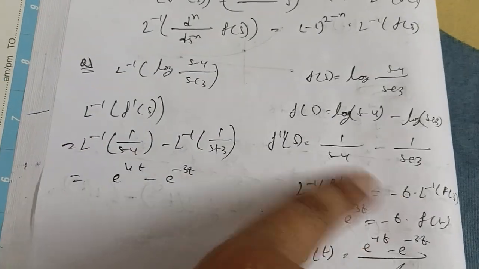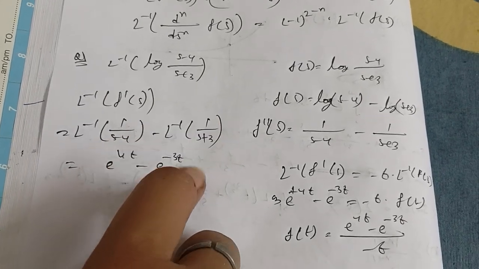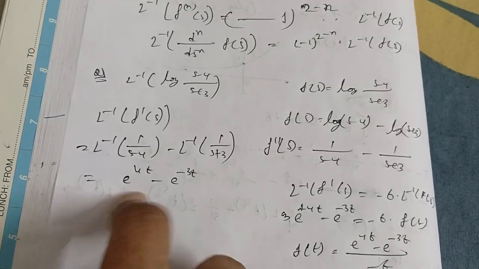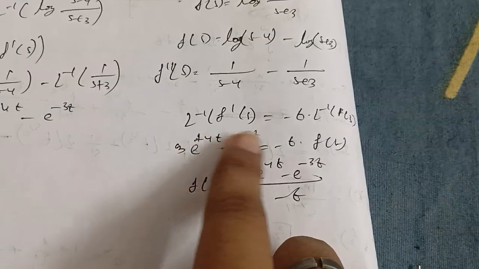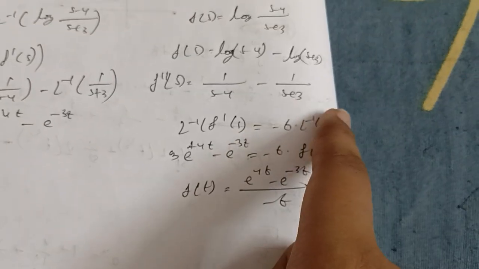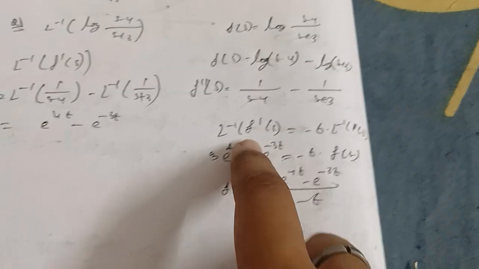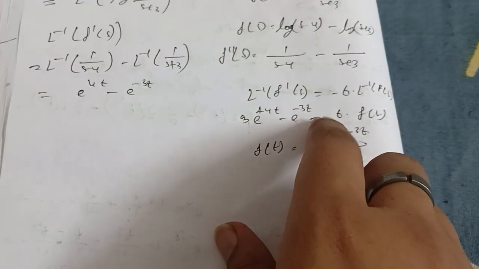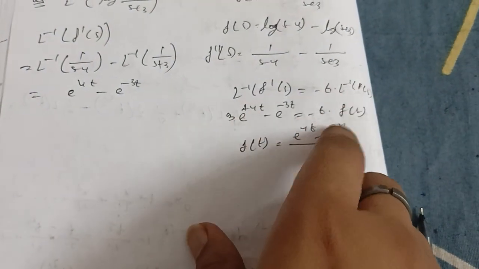Laplace inverse of F dash s, or Laplace inverse of 1 by (s minus 4) minus Laplace inverse of 1 by (s plus 3), is e power 4t for the first and e power minus 3t for the second. And we know Laplace inverse of F dash s is equal to minus t, Laplace inverse of F(s), and this is f(t). So we got e power 4t minus e power minus 3t is equal to minus t dot f(t), or f(t) would be e power 4t minus e power minus 3t by minus t. So it's done. What do we say? Like another log problem.